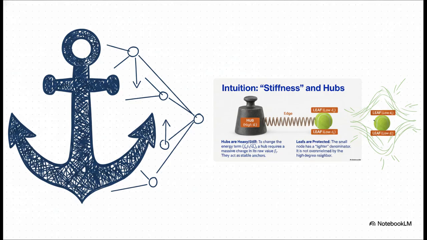And this rebalancing has a really fascinating effect. It makes the big hubs stiff. Their values become much harder to change. They basically turn into stable anchors for the entire network. And at the same time, it shields the little leaf nodes, making sure their unique signals aren't just drowned out by their noisy, powerful neighbors.